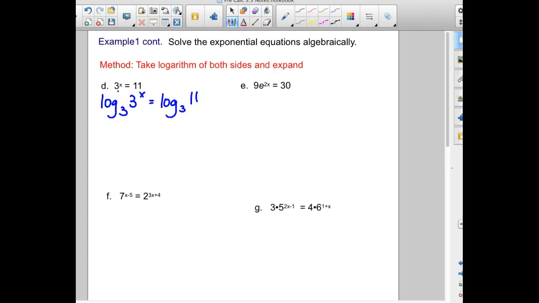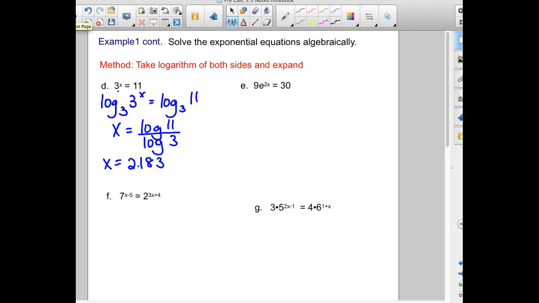On the left-hand side, if our bases match, we just get our power, so we end up with just a plain x on that side. On the right side, we have log base 3 of 11. We can use that change of base formula and just do log 11 over log 3, which ends up being 2.183.